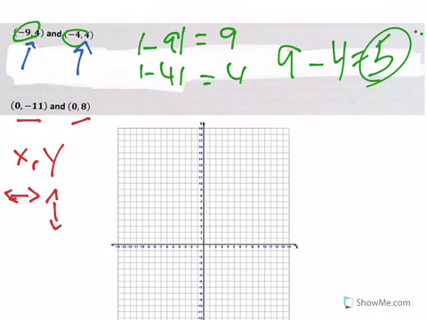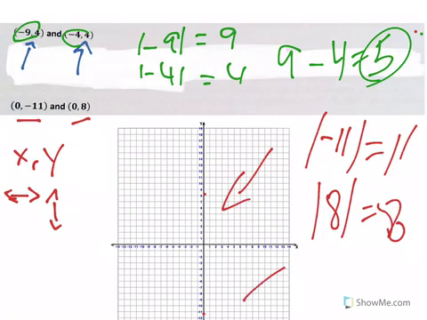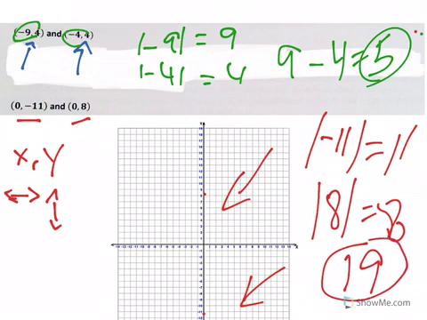Mark that down there. And then we're going to go to positive 8. 0, so we're not going left to right. We're going to positive 8. Close enough. Okay, so we're going to go absolute value of negative 11, which is 11. We're going to go absolute value of 8, which is 8. And since we have one which is positive and one that is negative, two different signs, we're going to add these together. So the distance between is 19.